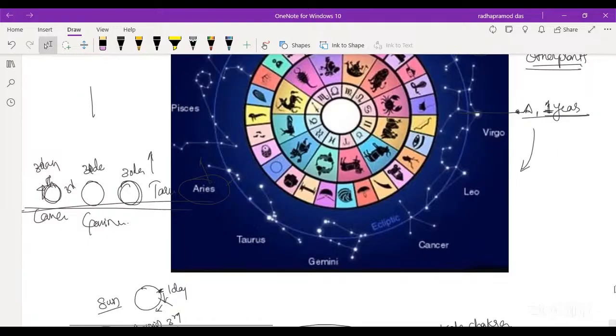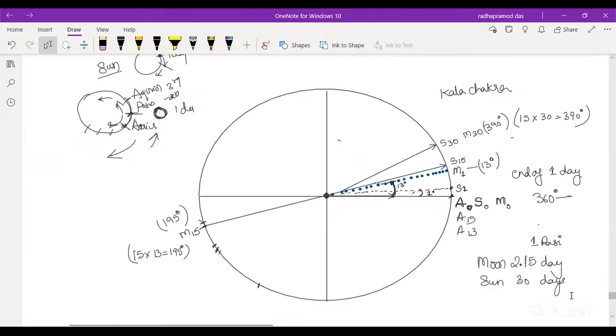Okay. Now we'll see how it is. So every day sun goes 1 degree back in the zodiac. Moon goes 13 degrees back in the zodiac. That means it goes faster than sun. So it goes 13 degrees back. By the time, say, sun goes 15 degrees back after 15 days, this is 15 days. This is 1 day.